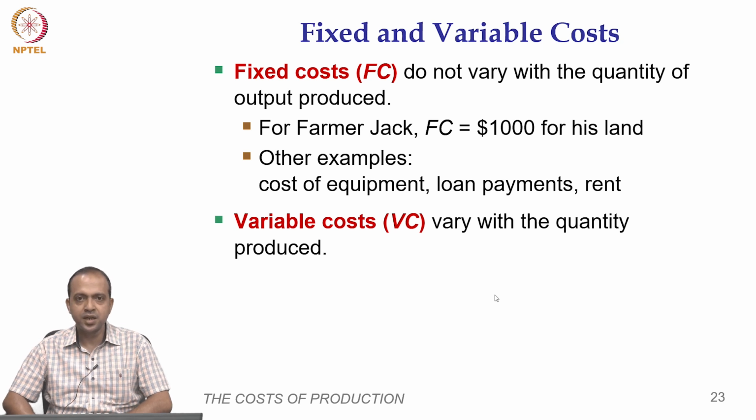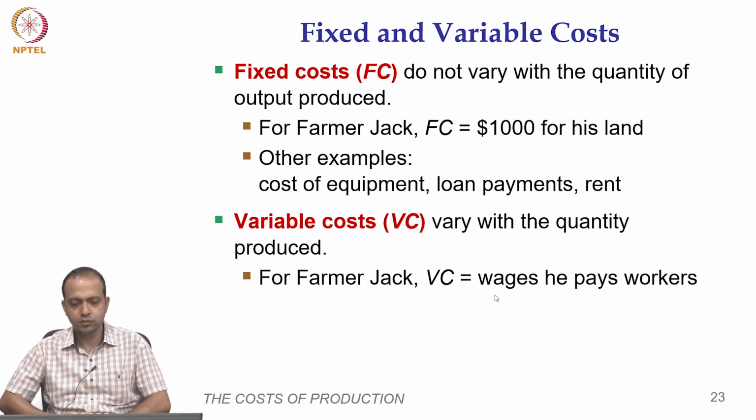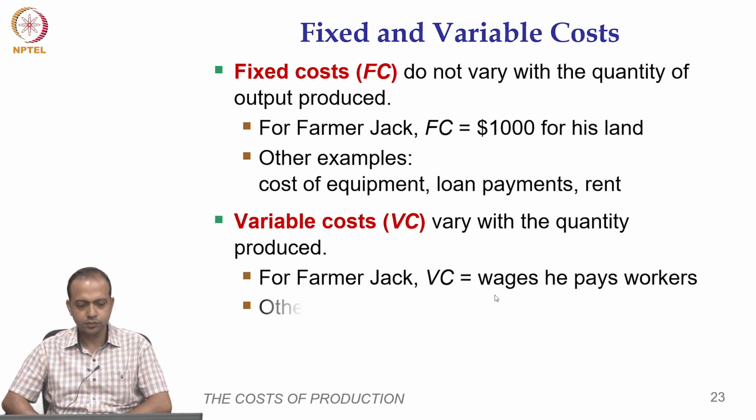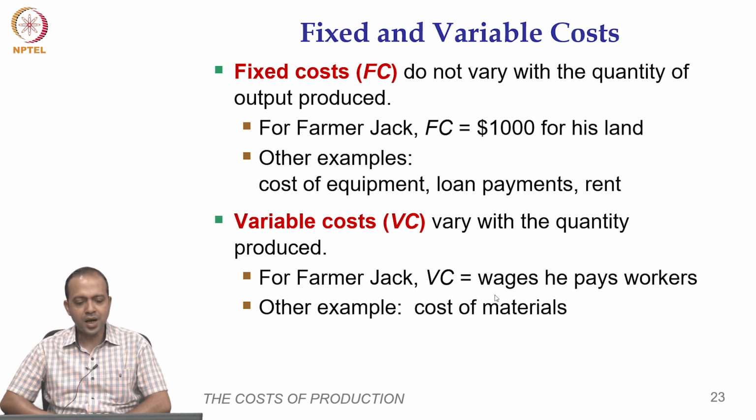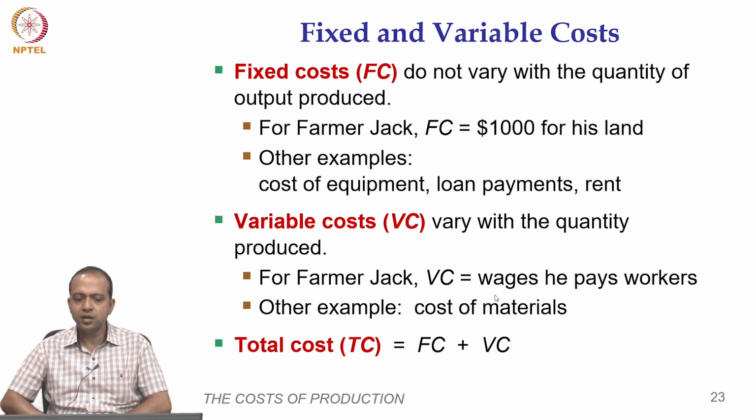In this case, it is the cost of labor. So, variable cost is the wages he pays to the workers, very simple. And other examples are the cost of materials. Okay. So, total cost is then fixed cost plus variable cost. These are the two components of the total cost.